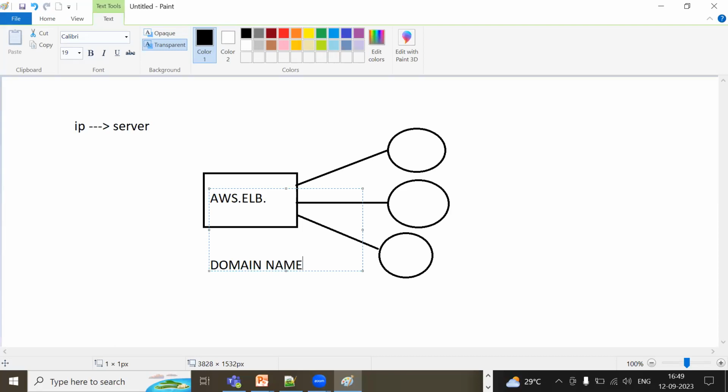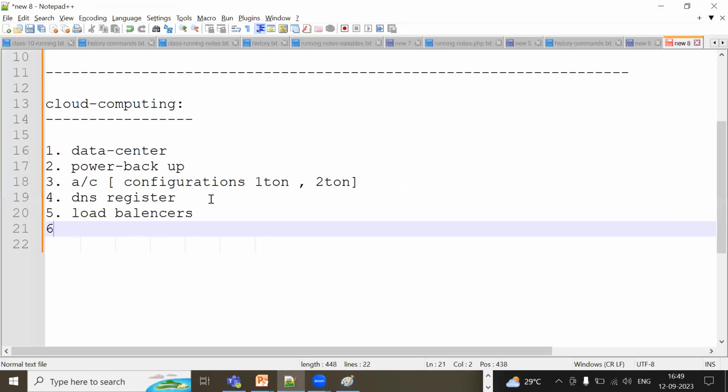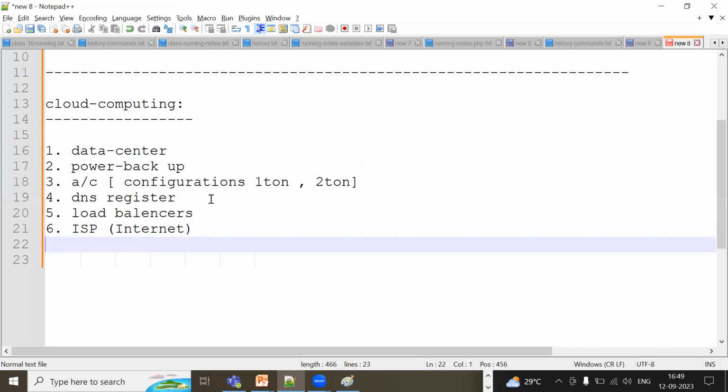You are understanding, right? Okay, so this particular thing you need to take responsibility for: the load balancers, all of the things I'm telling. Then the ISP, the internet service provider. Internet should be stable. Okay, this you need to take care of, like broadband. Wherever you go, requests should be stable in all of your things.